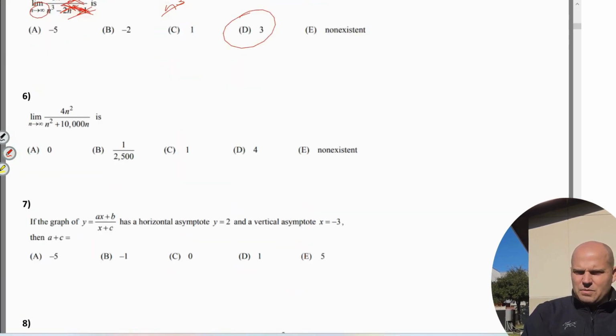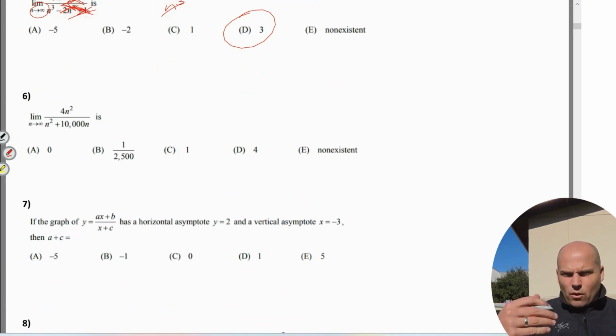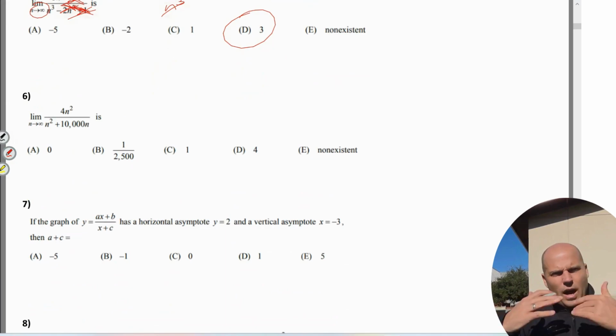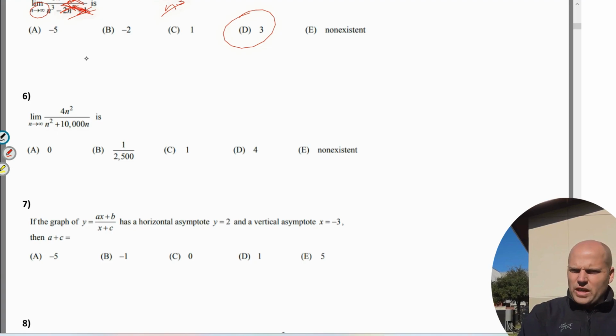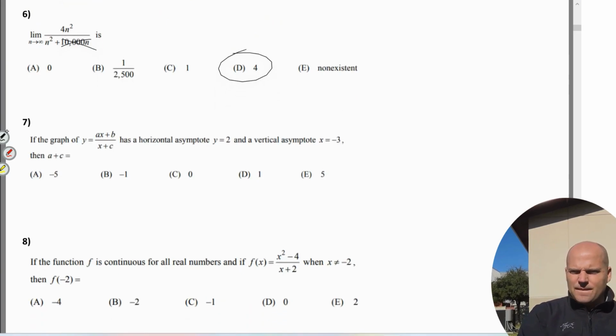Another horizontal asymptote. It's not a horizontal tangent, it's a horizontal asymptote. Make sure you understand we're not looking at slopes, we're not looking at derivatives, we're just looking at the function. And here we have 4n squared over n squared, which is 4. We have a horizontal asymptote at y equals 2.